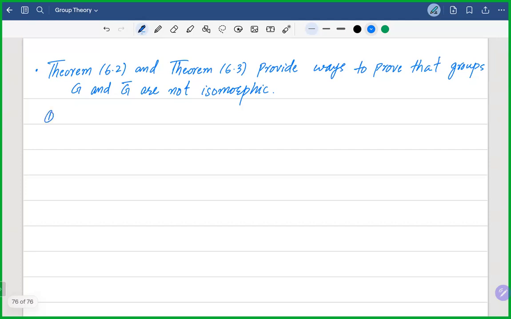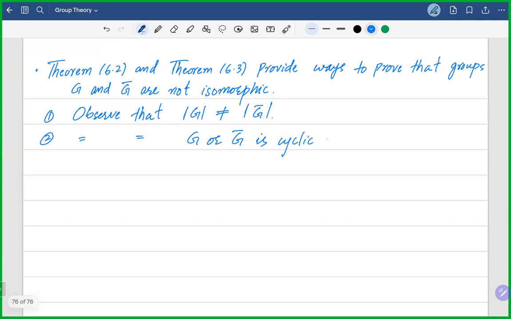That is, you can observe that the order of G is not equal to the order of G bar. Second, observe that G or G bar is cyclic and the other is not. Third, we observe that G or G bar is abelian, and the other is not.